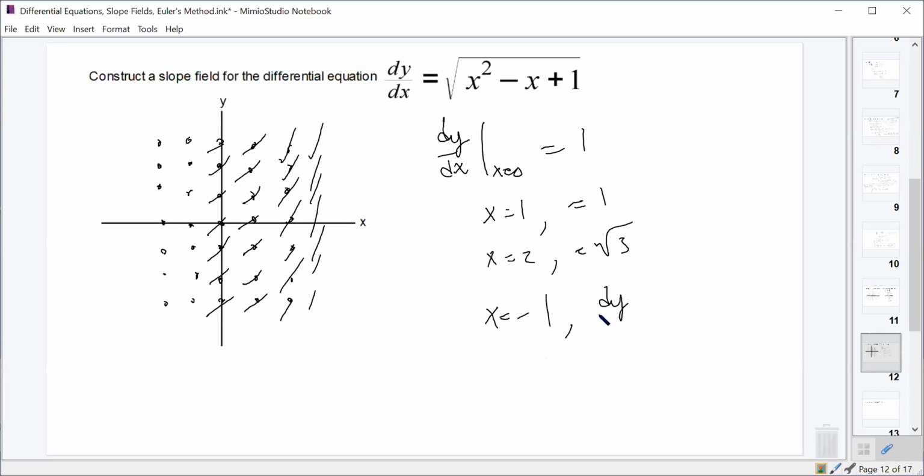What about when x is -1? What does dy dx equal? Also root 3. Okay, so as we go this way, these are going to get steeper also. And what about when x is -2? What does that come out to be? Looks like root 7.